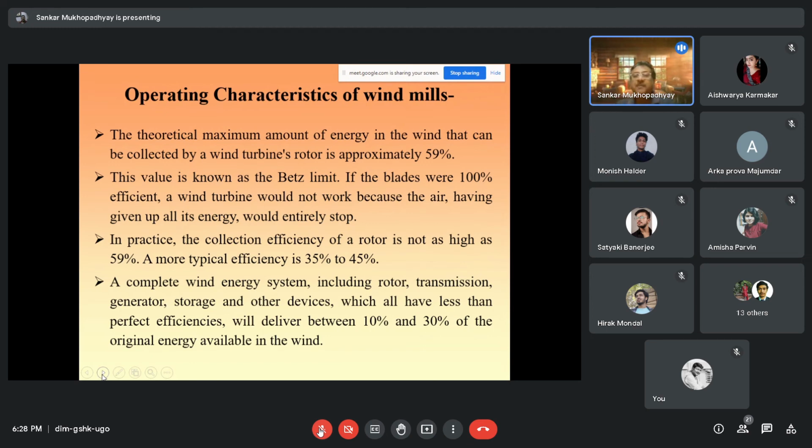Betz limit. If the blade were 100% efficient, a wind turbine would not work because the air having given up all its energy would entirely stop.